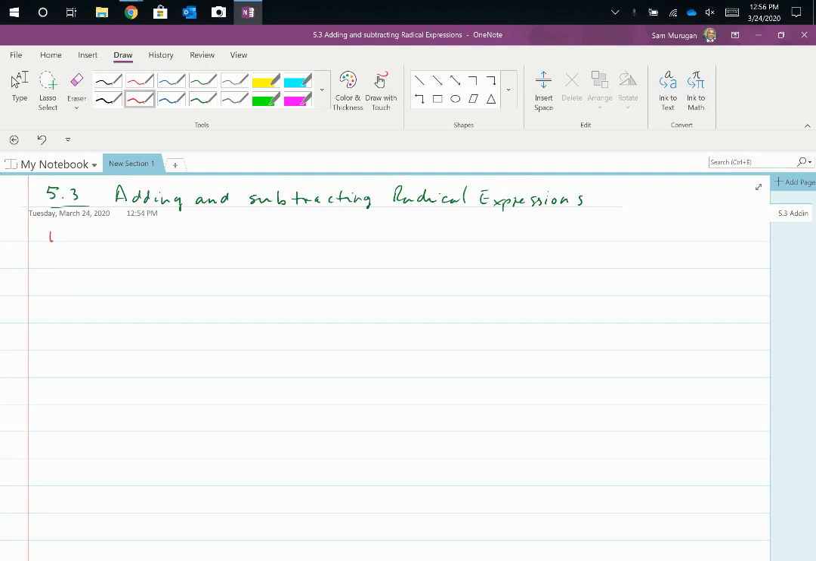So, rule: the radicals must be exactly the same to add or subtract.